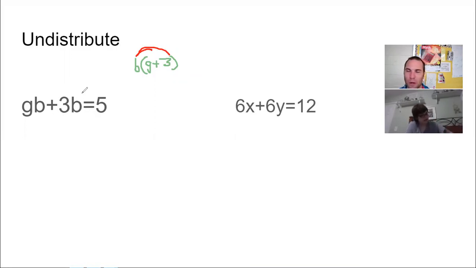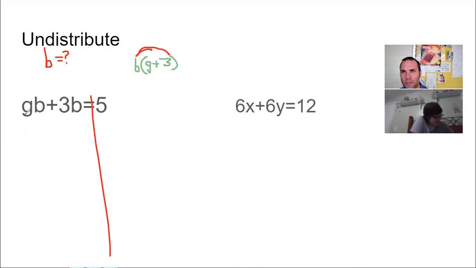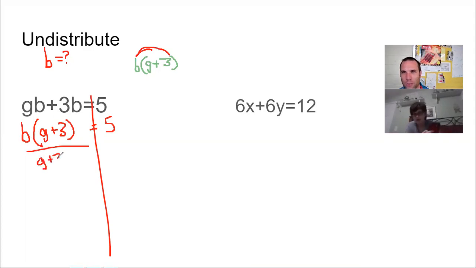You are allowed to use the distributive property, and of course that means you are allowed to use the distributive property in reverse. So if you're looking right here, we're going to solve for B. One way you can rewrite this is you can see that there's a B in both terms. So you can write it as B times G plus 3. And then using that, because this is multiplied, you're allowed to divide off G plus 3, and it cancels.